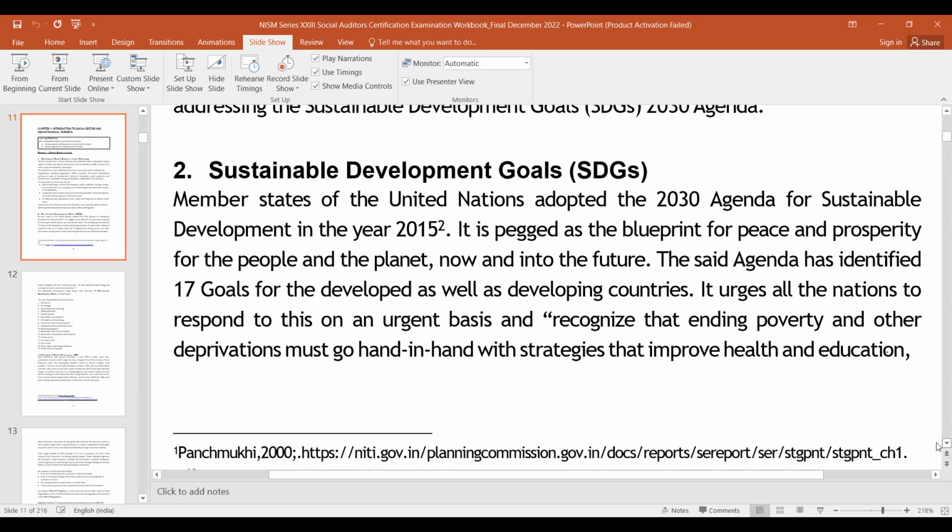Now questions could be set on these 17 goals, like which of these is not included in the sustainable development goals. They could set questions in a negatively worded format also. They may introduce some other goal besides these 17, asking which of these is not one of the sustainable development goals as per the agenda set by the United Nations. And these are all very simple and self-explanatory.